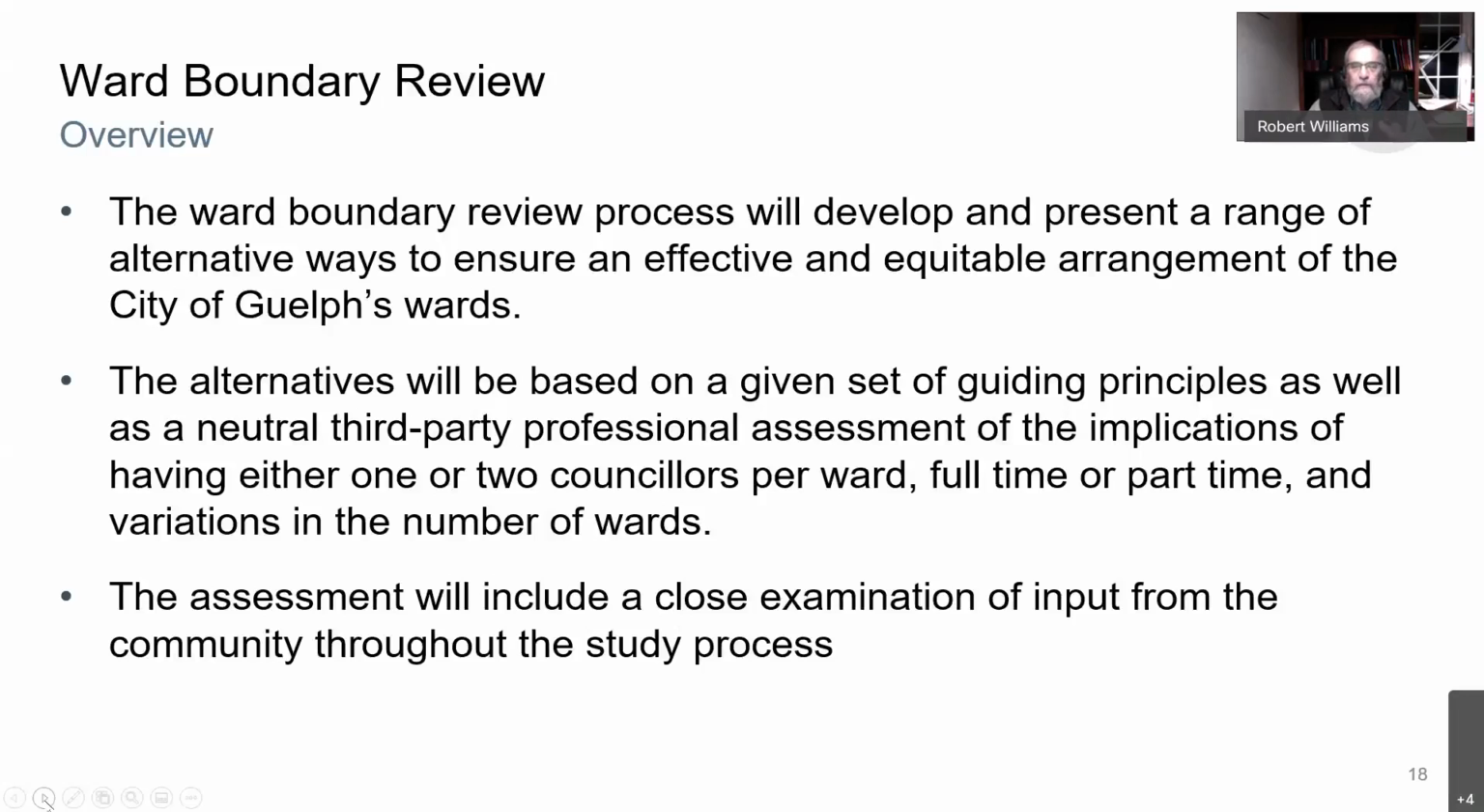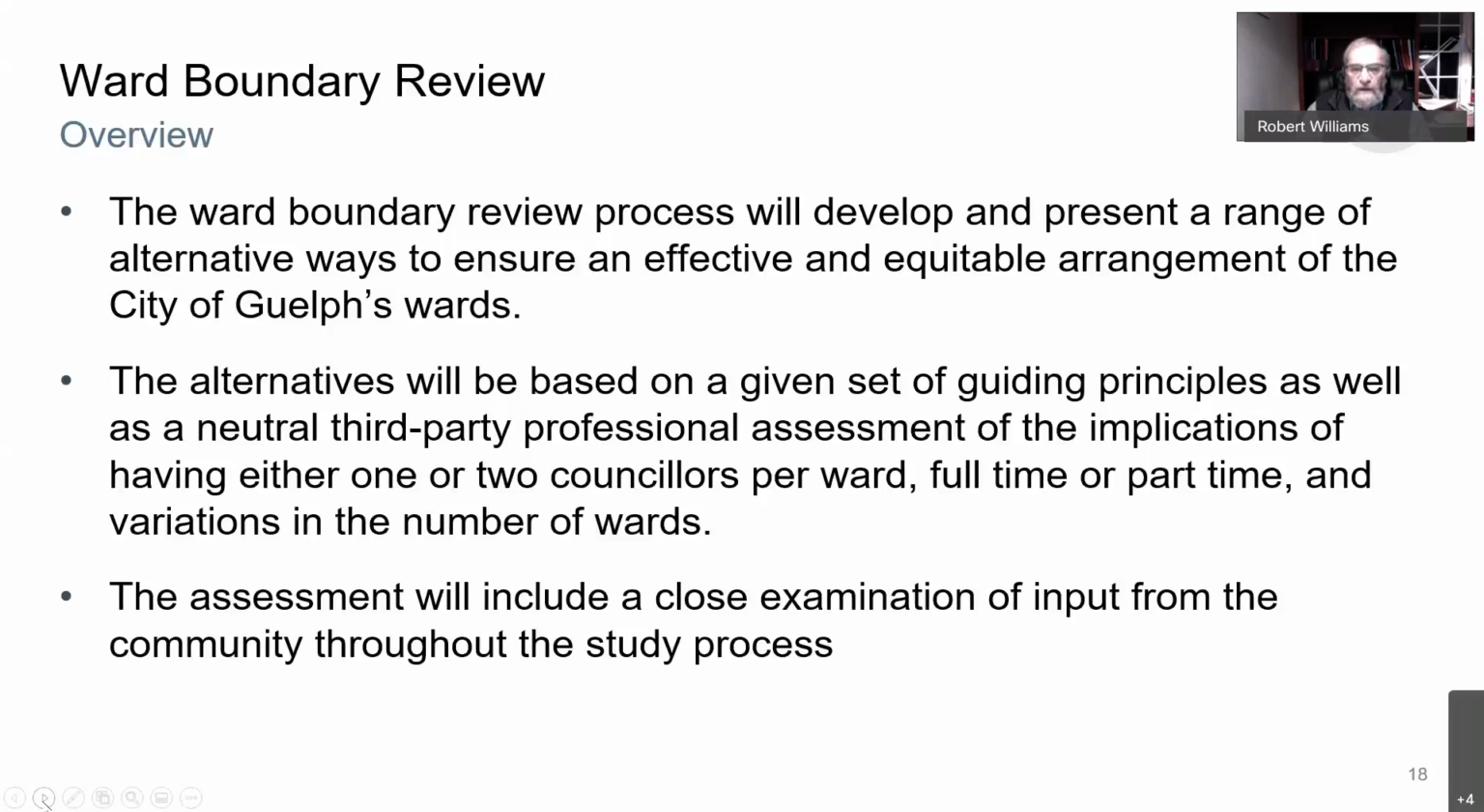So there are certain elements of that process that we need to consider, effective and equitable arrangements. We will be coming along with various alternatives, different ways of getting to that. And those alternatives, though, will be based on a set of guiding principles that were approved by council some time ago, and we're going to explain those in a good part of this presentation. What are those guiding principles?